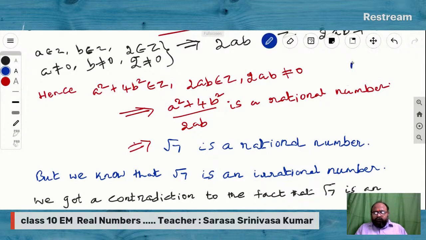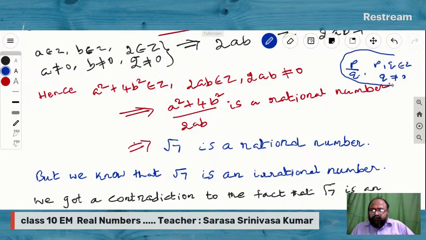of a rational number: p by q, where p and q are integers and q is not equal to 0. Now we apply these properties to a square plus 4b square by 2ab. Since the conditions of a rational number are satisfied, we conclude that this is a rational number.